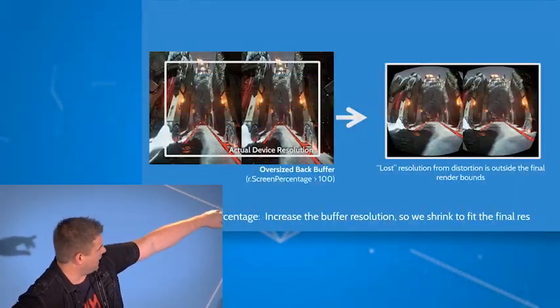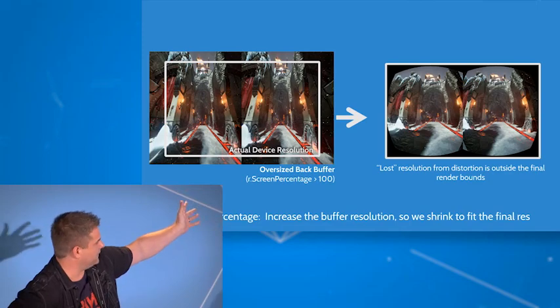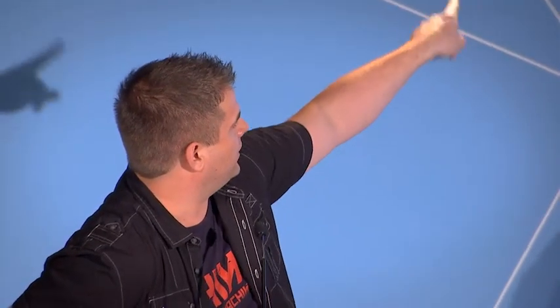So if the white box there is the actual device resolution, so for the DK2, 1920 by 1080, we actually render to a back buffer that's somewhere between 130 to 150% of the size of the original back buffer. If it was 150 times, we'd be really hosed. But that makes it so that the lost resolution is outside the final bounds of the render target. So the screen percentage is one of the things that you're probably going to be tuning quite a bit as you're developing content in order to get things to the frame rate. Usually making it lower and lower and lower. Sadly so.